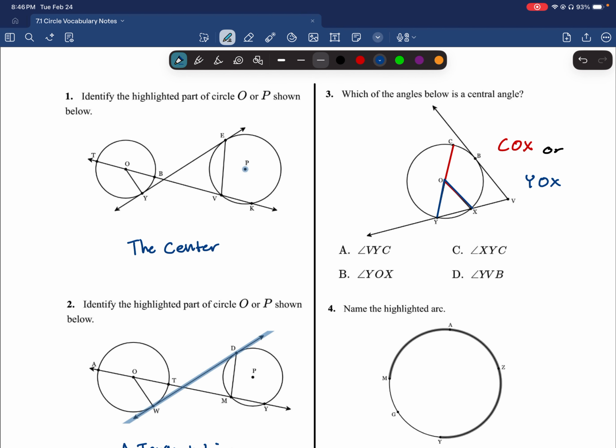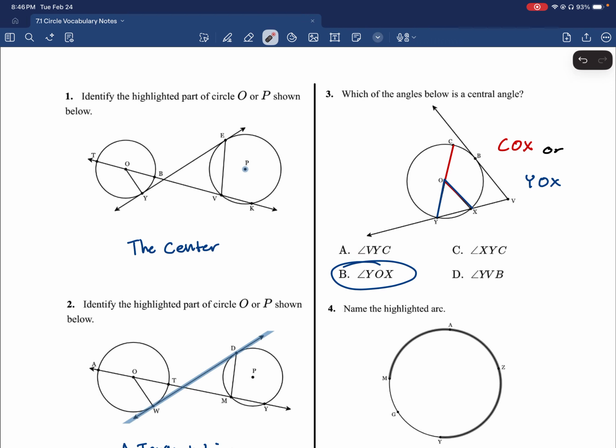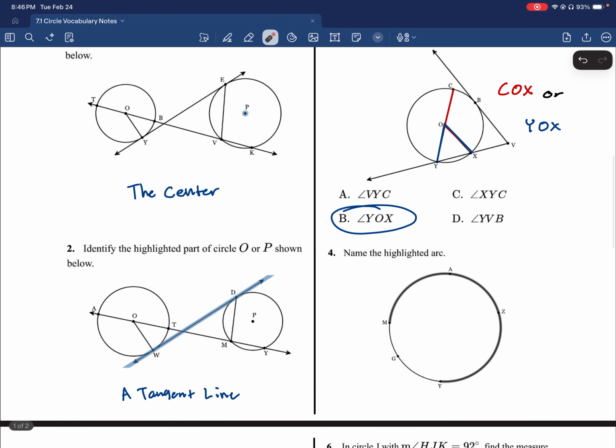So I look for the one that is included. YOX is there, so that's my answer. But they could have chosen to put COX as one of these answers here. So there's multiple here, just choose the one that they give you. Okay?